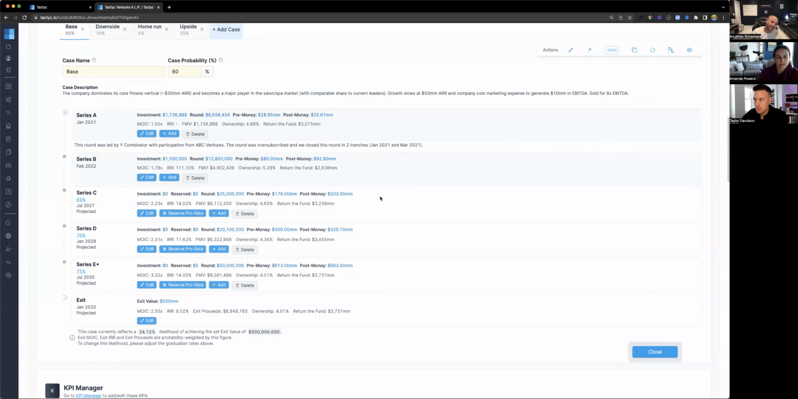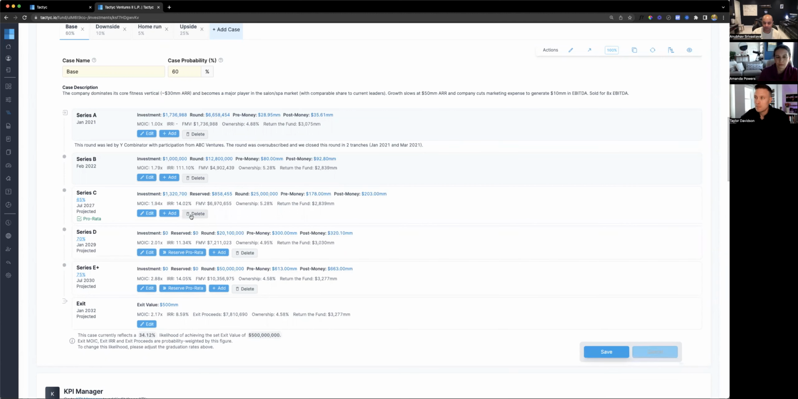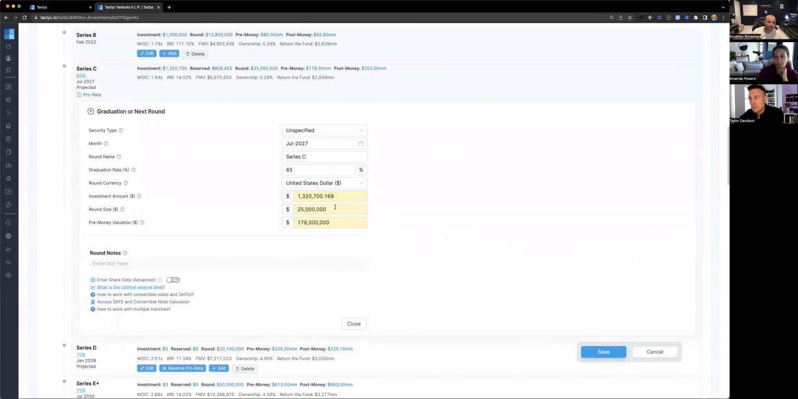Now, Tactyc also enables you to build the forecast automatically. It will enable you to build out new rounds beyond the historical rounds you've done. For any of the new rounds, if you'd like to reserve a pro rata, it's as simple as saying I want to reserve my pro rata, and that automatically gets captured in the forecast. In fact, for any of the rounds, you can also set custom assumptions on what you might want valuations and round sizes to look like.